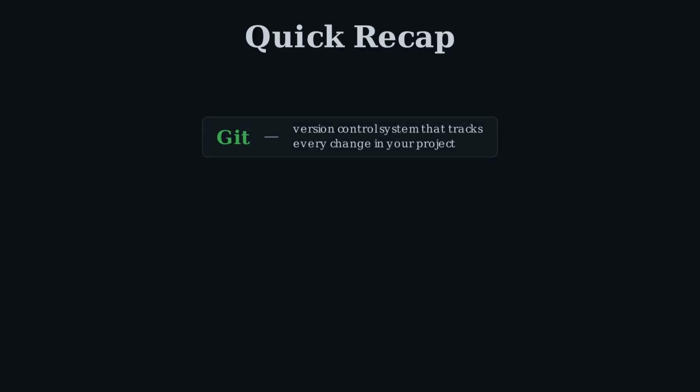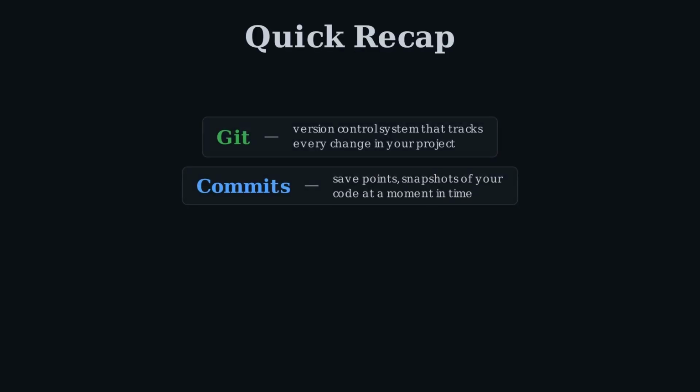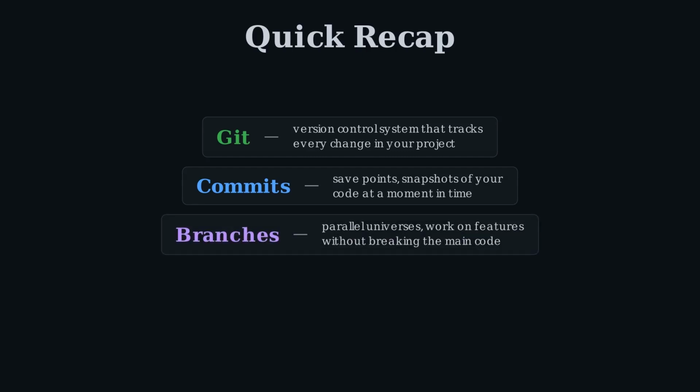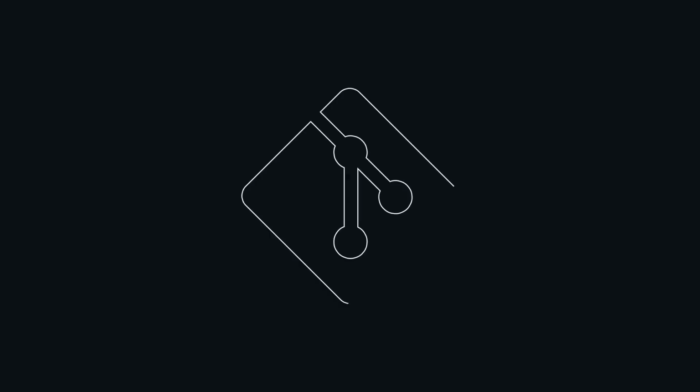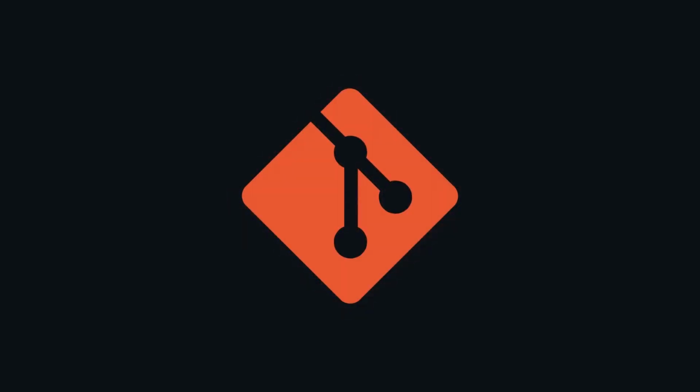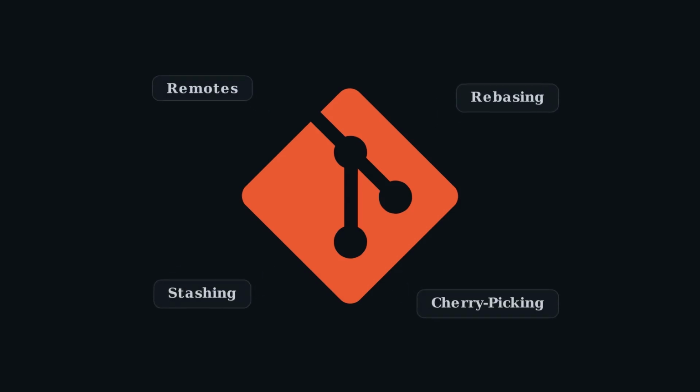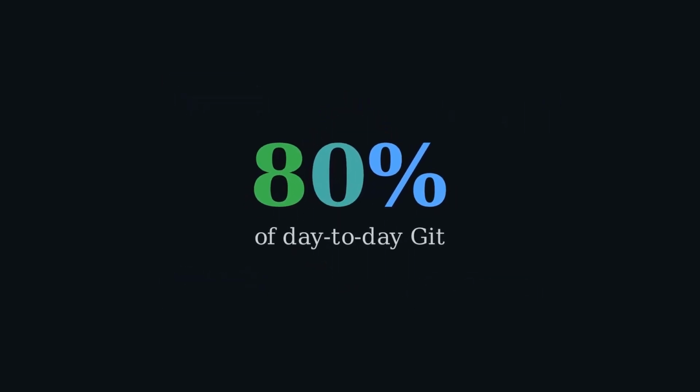Git is a version control system that tracks every change in your project. Commits are save points, snapshots of your code at a moment in time. Branches are parallel universes, so you can work on features without breaking the main code. And merge means bringing your branch back into main when it's ready. That's Git at its core. There's way more to it: remotes, rebasing, cherry picking. But if you understand commits and branches, you understand like 80% of what you'll use day to day.